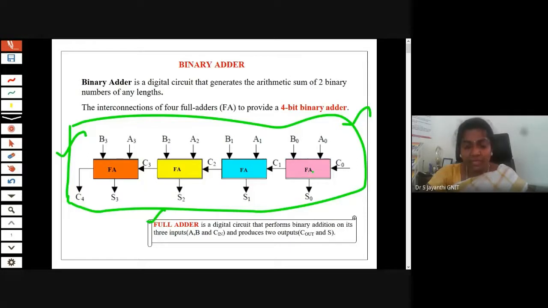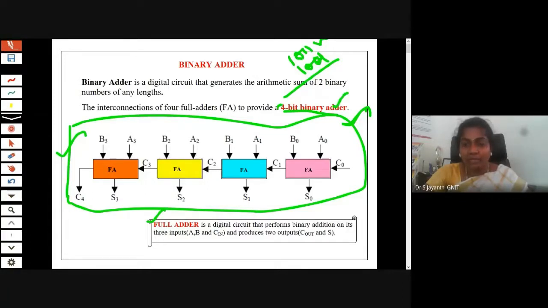Every full adder is a digital circuit. So here you see this is the 4-bit binary adder. What is the meaning of a 4-bit binary adder? It is capable of adding two 4-bit binary numbers. For example, 1011 is a 4-bit binary number. So the circuit which adds two 4-bit numbers is known as a 4-bit binary adder.